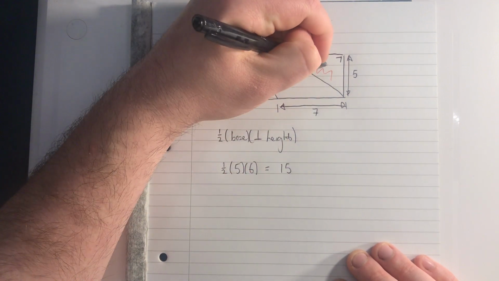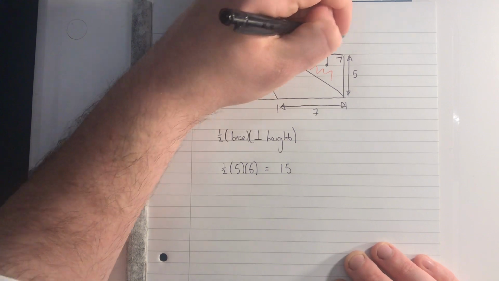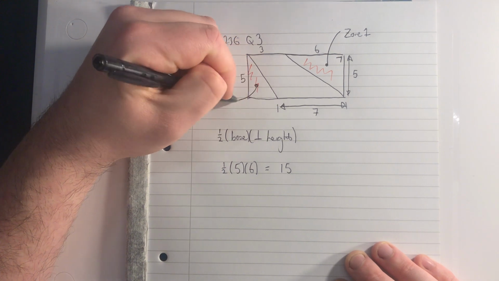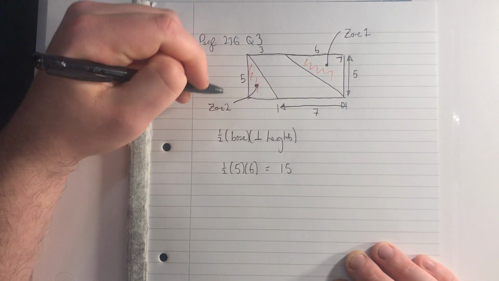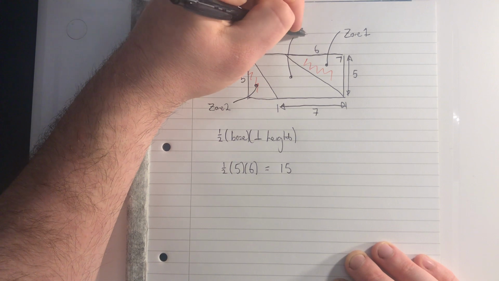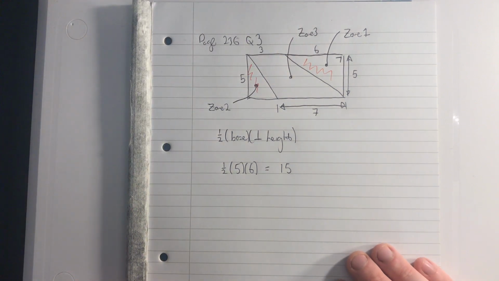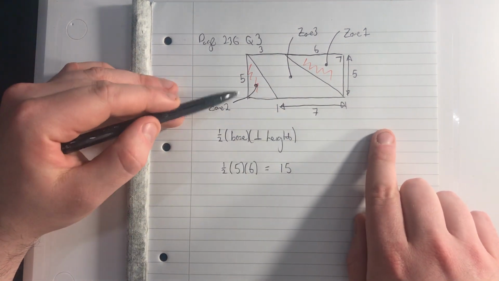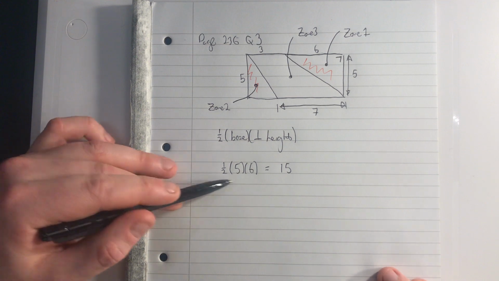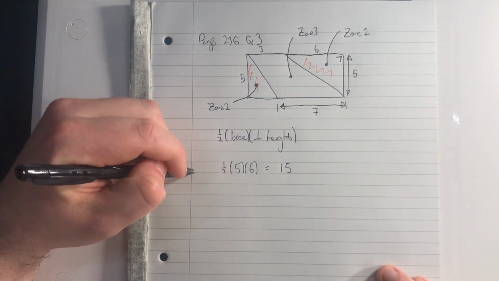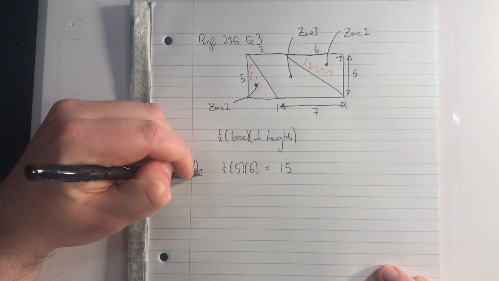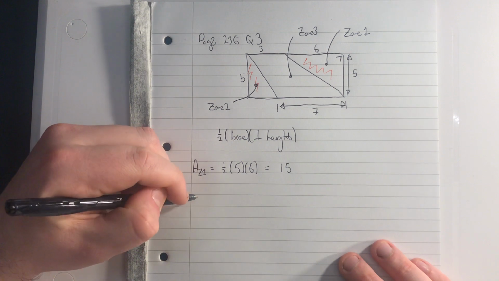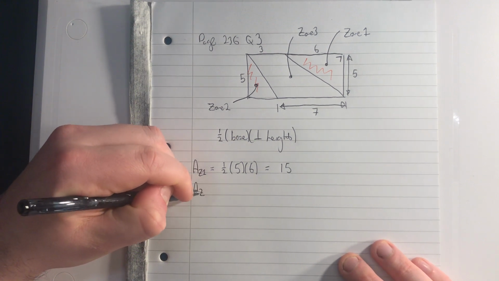So let's call that zone 1. Let's call this place here zone 2. Let's call this place in here zone 3. So zone 1 we can get by finding the base is 5 because it's a rectangle, and then it's quite simply half the base by the perpendicular height. So let's call that AZ1. The area of Z1 is equal to 15. Let's try and work out the area of Z2.